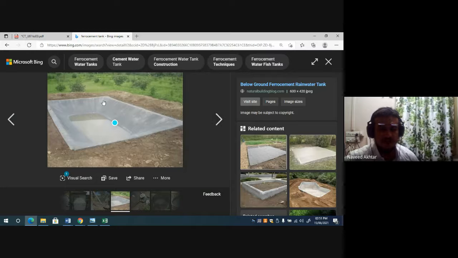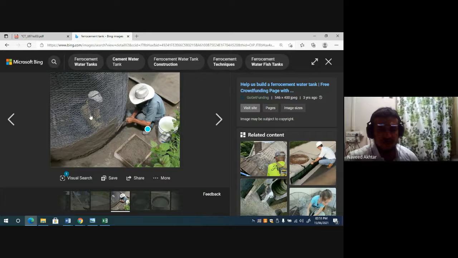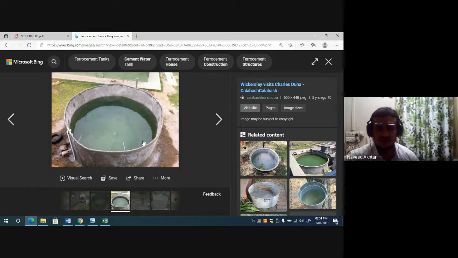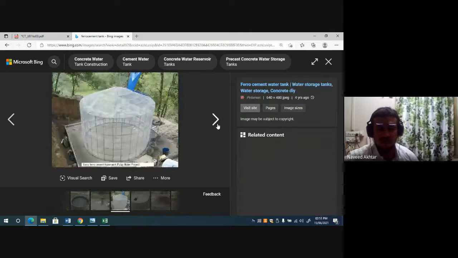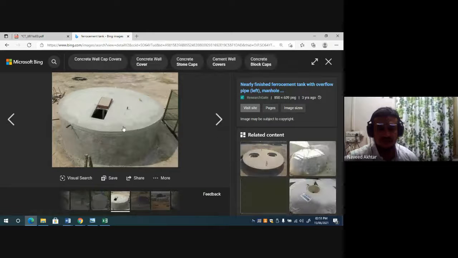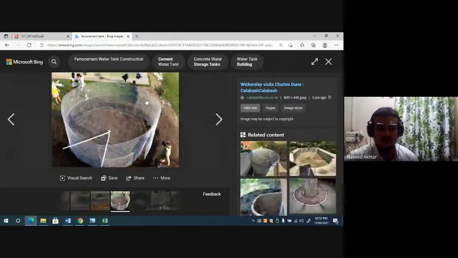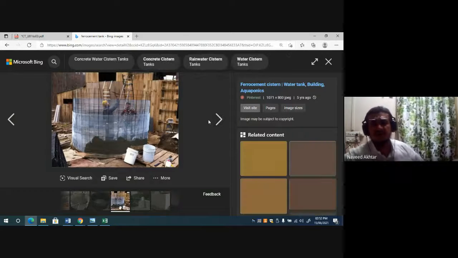Also, you see the groundwater tank resting on the ground. You can see that ferrous refining is done. So such a concrete, with very fine, thin mesh, and when we do the plastering, you can produce such a tank, a very thin ferrous tank, and that is called ferrocement. You can see the different tanks.